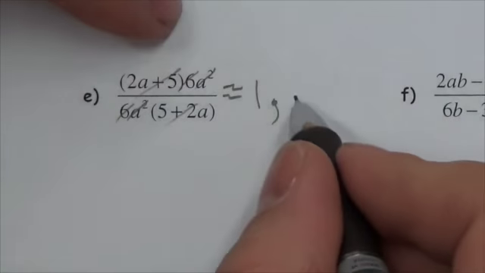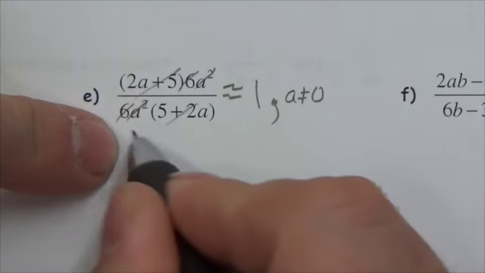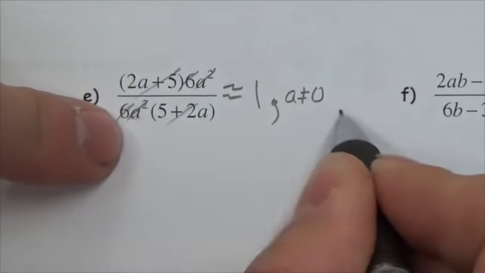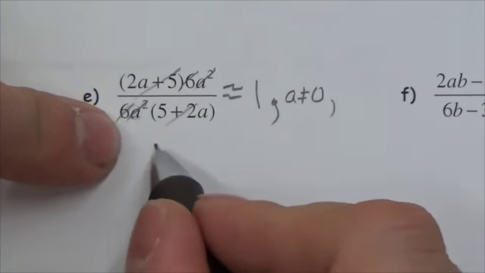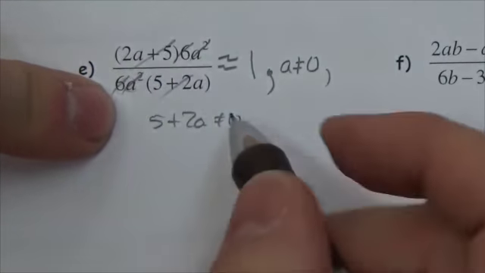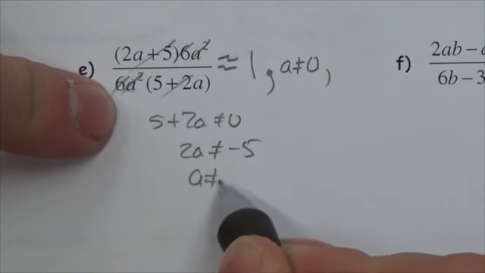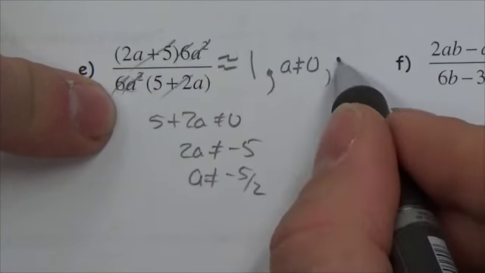However, I need to state the non-permissibles to make these equal. A can't equal 0. I get that from this a squared. And then right here, 5 plus 2a can't equal 0. Well, bring that 5 over. So 2a can't equal negative 5. A can't equal negative 5 halves.